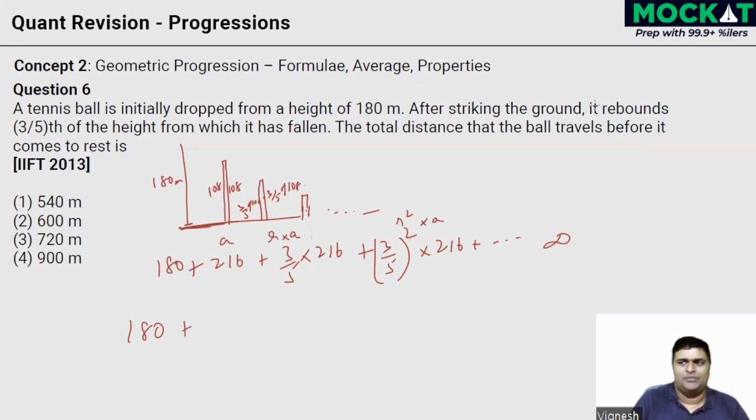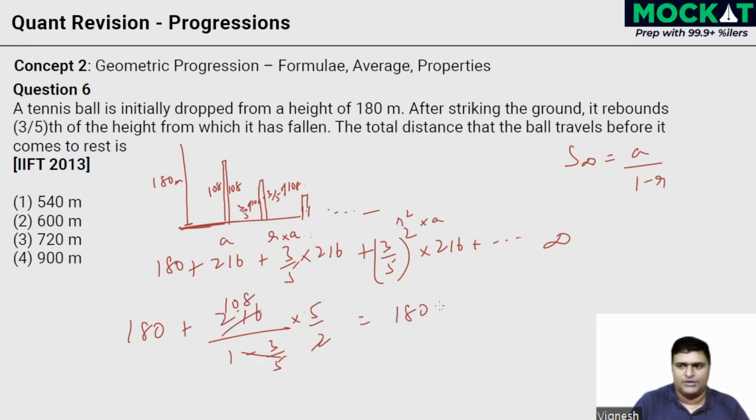The formula for sum to infinity, when my R is between 0 and 1, here 3 by 5, 0.6, is nothing but A by 1 minus R. So A is 216 divided by 1 minus 3 by 5. 1 minus 3 by 5 is 2 by 5, right? So this 2 by 5 becomes 5 by 2, the reciprocal. Here I get 108. 108 into 5 is going to be 540. So 180 plus 540 comes to 720. Option 3 becomes the answer here.